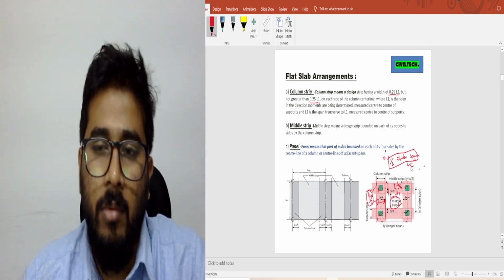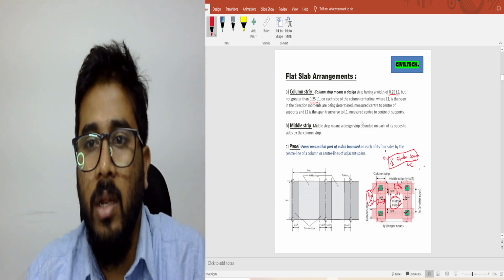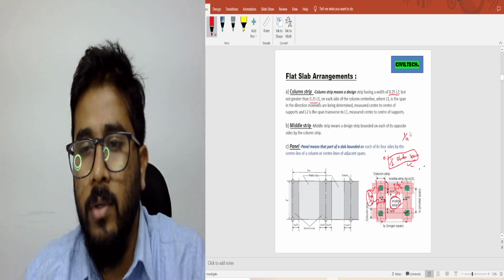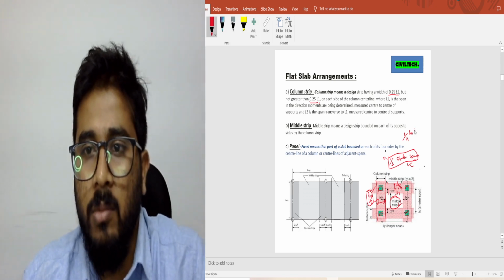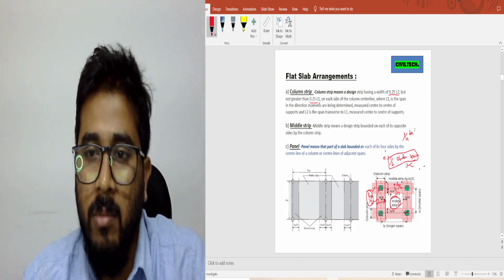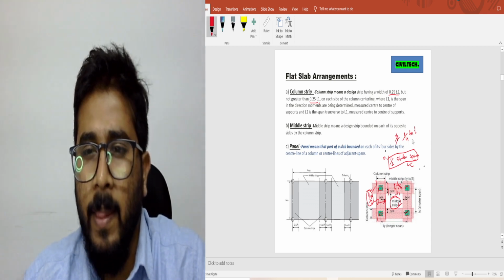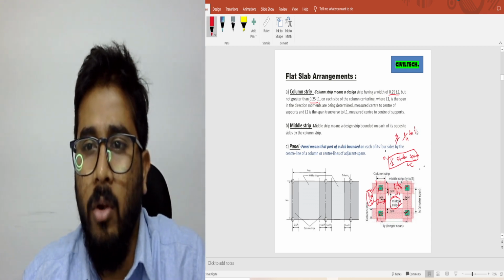Okay, you just try to remember. But the condition is it should not be more than 1/4 of the longer span. Whatever the longer span is, it may be Lx, it may be Ly, and the shorter span may be Lx, it may be Ly. So it should not be greater than that. Please try to remember.